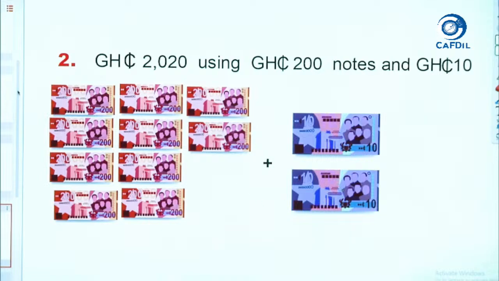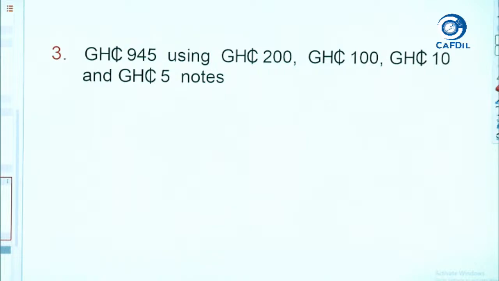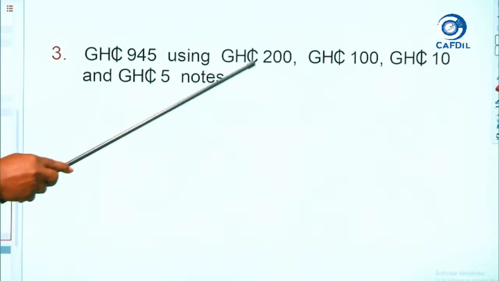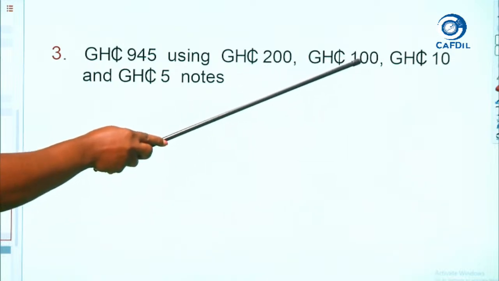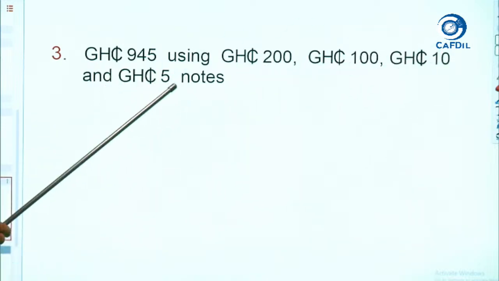The third question. This time I want you to do it. Practice it. When you are done, we will do it together. You have 945 Ghana cedis. You are to use 200 cedis, 100 cedis, 10 cedis, and 5 cedis notes. You are going to use all the notes to model that amount. That is 945. You have just 30 seconds to do that.